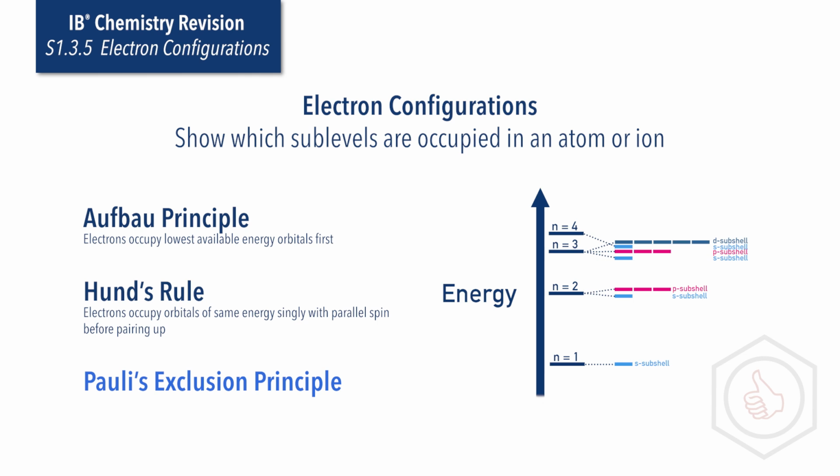Pauli's exclusion principle tells us that no 2 electrons in the same orbital can have the same spin. One must be spin up and one must be spin down. In other words, one atomic orbital can only hold a maximum of 2 electrons, each with opposite spin.